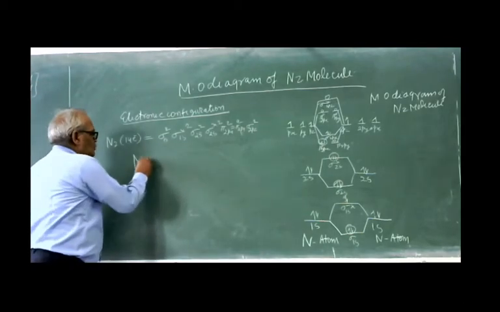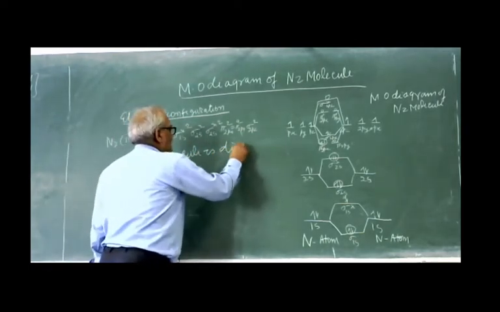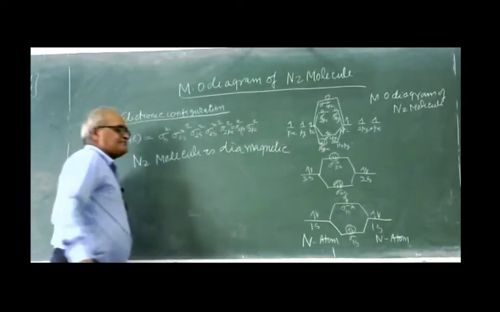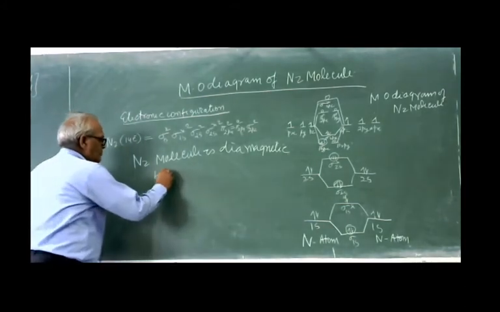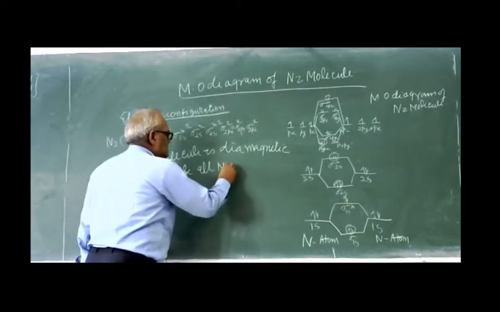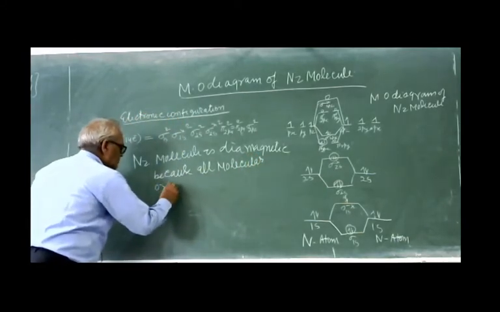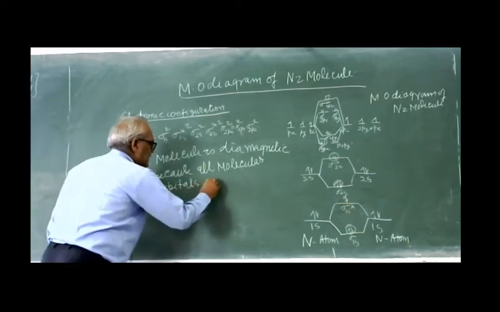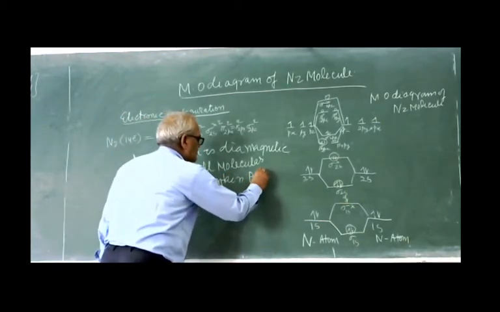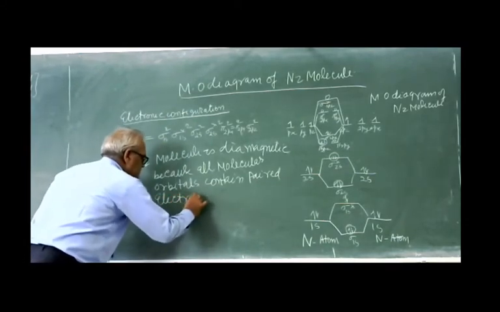So you can write here: the N2 molecule is diamagnetic, because all molecular orbitals contain paired electrons.